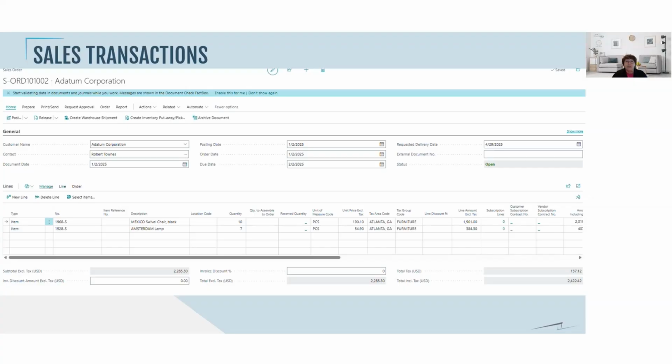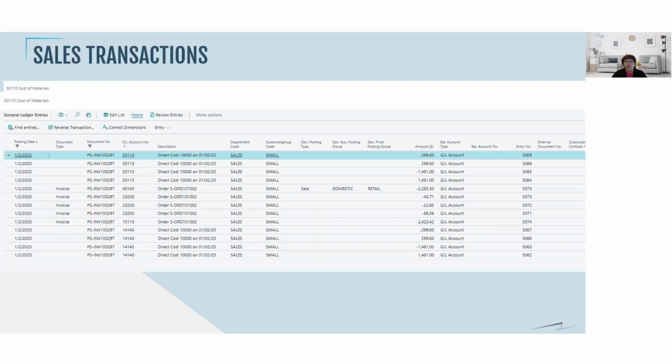For a sales transaction, we have a similar thing here. We've got our line items. When we run the preview post, we can see the transactions that are going to be created. And when we post that transaction, then those are the impacts you would expect to see. And again, the posting transactions.